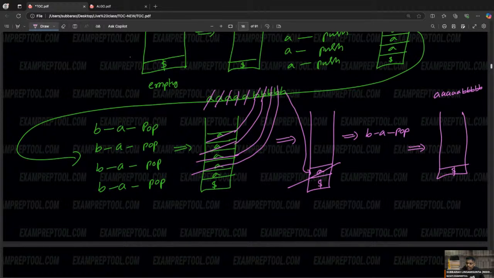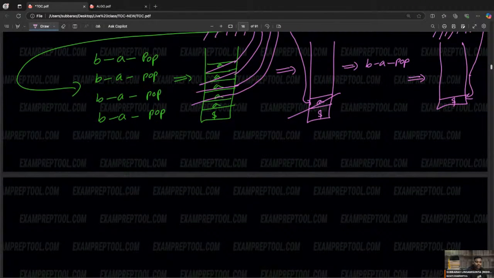So for every B, A cancels. If you observe clearly, string over, dollar will come. See, dollar is coming, top of the stack also dollar. That means A's and B's both cancel.